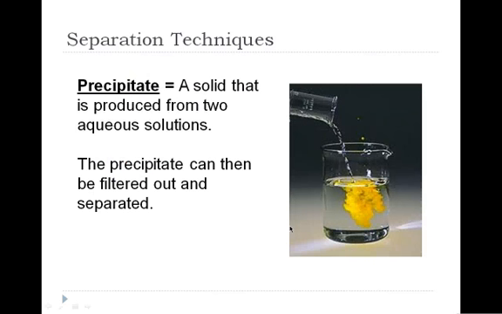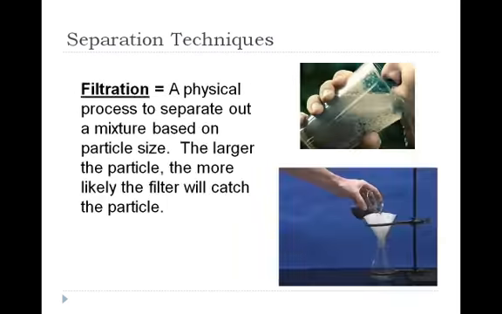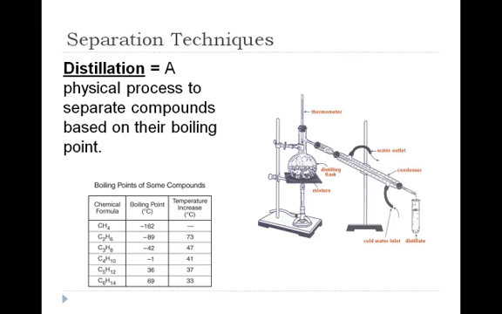So another technique that we can use to separate things out is by forming a precipitate. We can actually mix two things that are aqueous and then form a precipitate, a salt or something that is not soluble. We can also filter things out if the particle size is large enough. Filter paper will often do that.